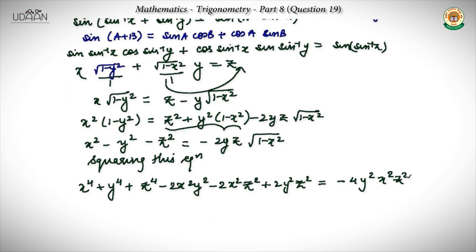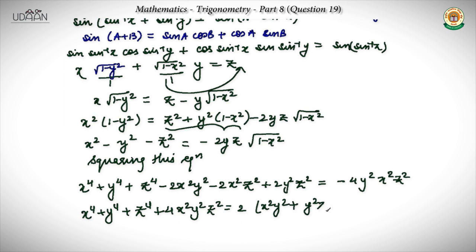Alright. So when I see this term and I see all the options given, I can see what my term will be. Okay. When I see these options, I can see clearly that I can write this as x to the power 4 plus y to the power 4 plus z to the power 4 plus 4x square y square z square is equals to 2 times x square y square plus y square z square plus z square x square, which is option C, correct? Right. So from this I get option C.